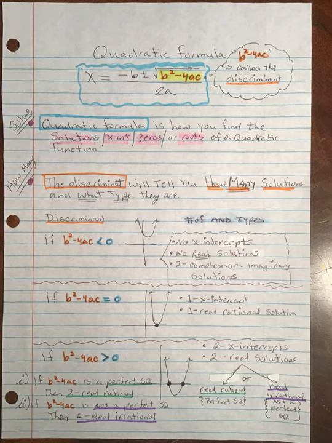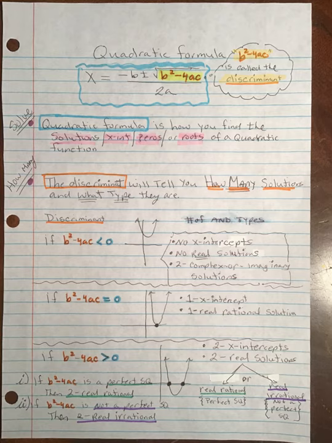On the quadratic formula, it's negative b plus or minus the square root of b squared minus 4ac, all divided by 2a. The b squared minus 4ac part, that's called the radicand. The number that's under the square root is the radicand. So the b squared minus 4ac part is called the discriminant.